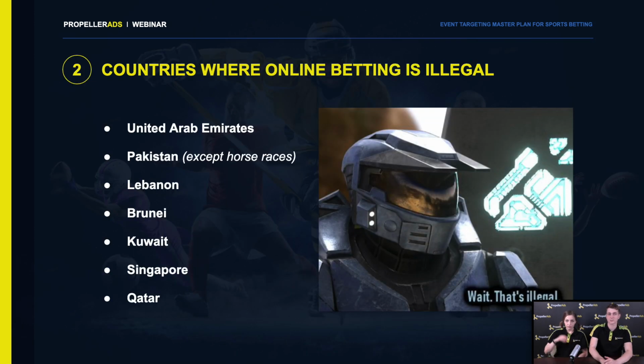Before we move to the next point, we have to show you where online betting is illegal. We have the most strict countries: United Arab Emirates, then Pakistan, Lebanon, Brunei, Kuwait, Singapore, and Qatar. And well, in Pakistan, at least you can bet on horse races. Yeah, horse races. We had people from Pakistan. Okay, we'll read you after. And then let's move to our statistics.